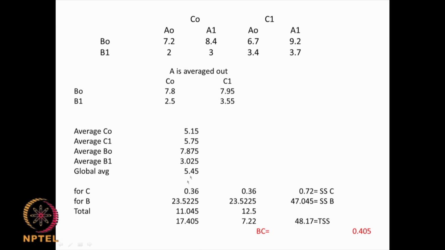Now, here how do you do it? 5.45 minus 1.8 squared, multiply by 2. Then 2.5 minus 5.45 squared, multiply by 2 here, do not forget. Then 3.55 minus 5.45 squared, multiply by 2. Then you add up all these 4 terms together, that will give you the total sum of squares. So you subtract the sum of squares due to effect C and the sum of squares due to effect B, and that should give you BC. Okay, now we can go for our ANOVA table.